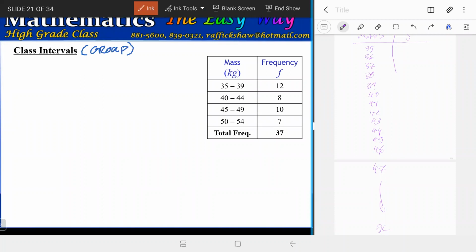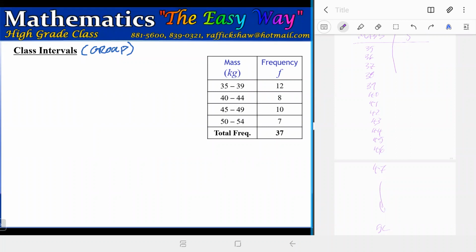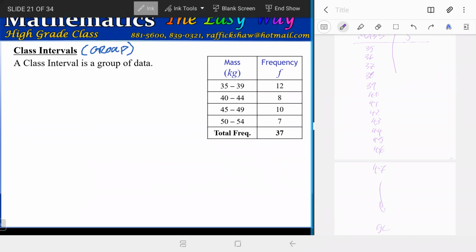A group. So a class interval is a group of data. In this one, there are 1, 2, 3, 4 groups. See, there are 4 groups. You can call it class interval 1, class interval 2, class interval 3, class interval 4. I might say the first class interval, the second class interval, the third class interval, the fourth class interval.